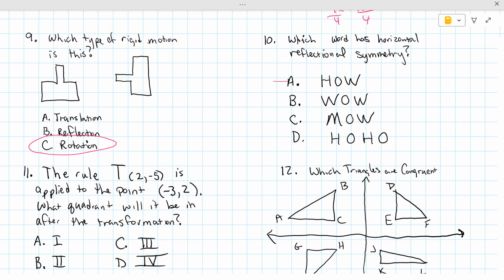Because if you drew a line through this, that would make ham, not how. If you drew a line through this, that would make mom, not wow. If you drew a line through this, it would make mo, that would make wam, not mo. If you made a line through this, it would be ho-ho, which is the same.